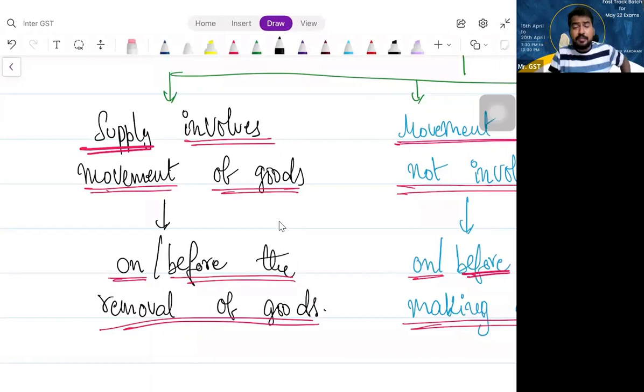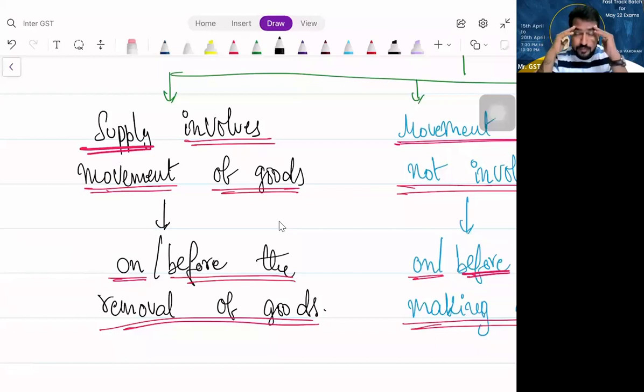In that case, what is the time limit to raise the invoice? On or before removal of the goods, the seller has to raise the invoice. Who will raise the invoice? The seller. When? When the supply involves movement of goods, on or before removal of that goods, you raise the invoice. Is it clear?